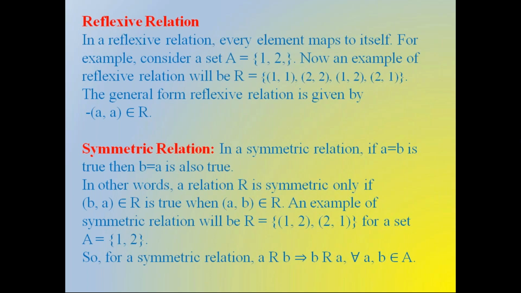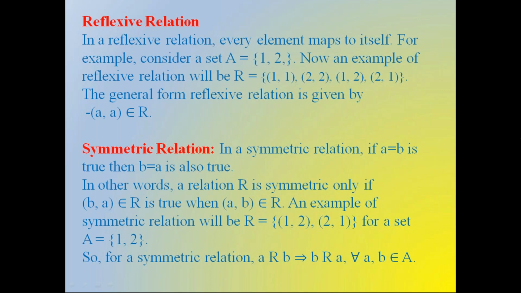The general form of the reflexive relation is given by (a, a) belongs to R. The reflexive of 1 is 1, reflexive of 2 is 2. But if you consider a pair (1, 2), the reflexive of (1, 2) is (2, 1). The reflexive of (3, 4) is (4, 3). So in this way, you have to look at any two, or all combinations of the pairs.